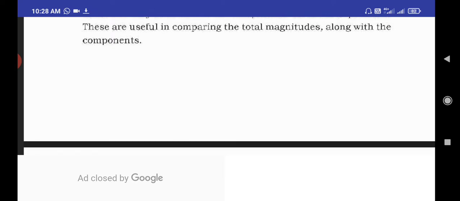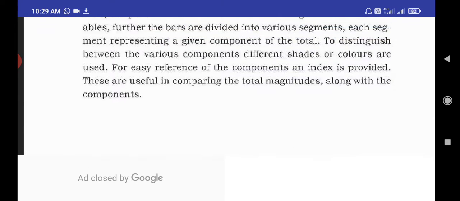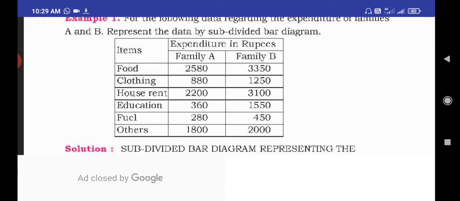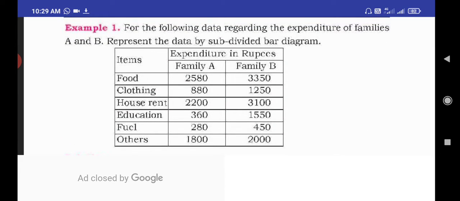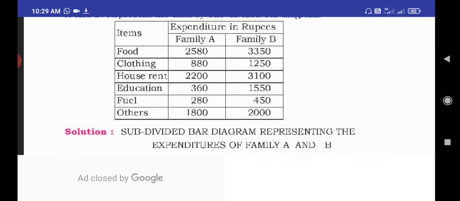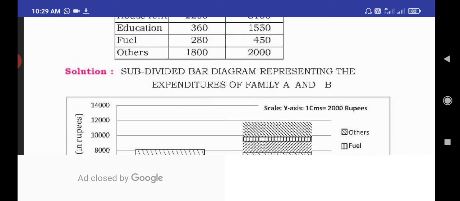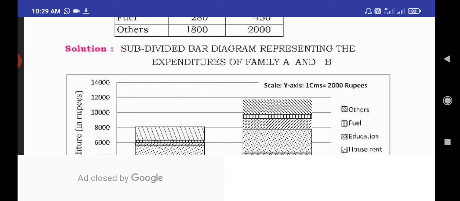So let us look at an example of how to represent a component or subdivided bar diagram. In this problem they give information on items and expenditure in rupees for family A and family B. Next, food information they give. So we represent the expenditure of family A and family B as a subdivided bar diagram.